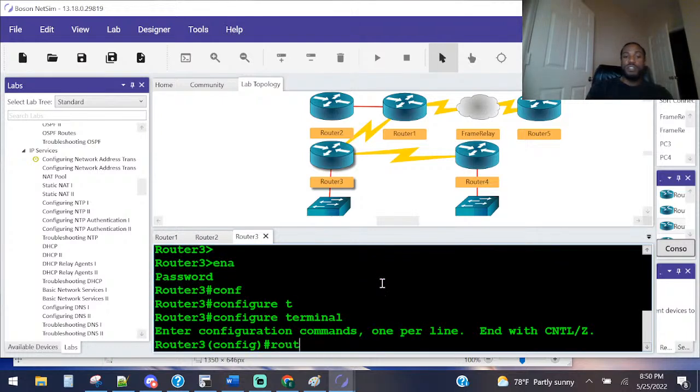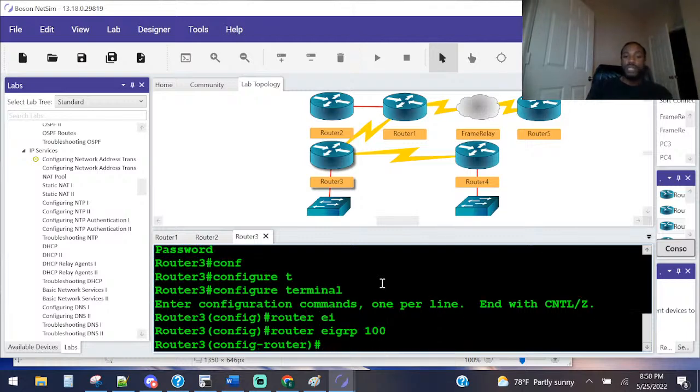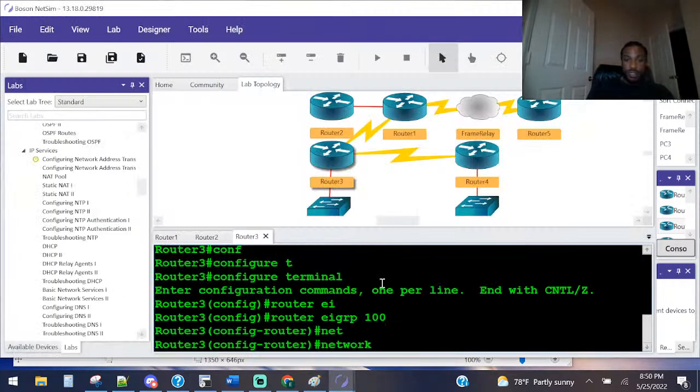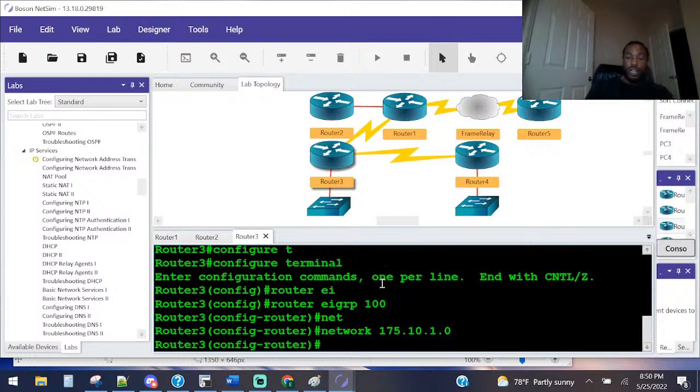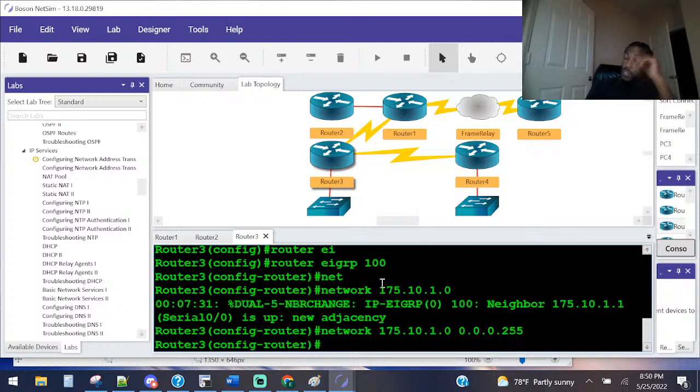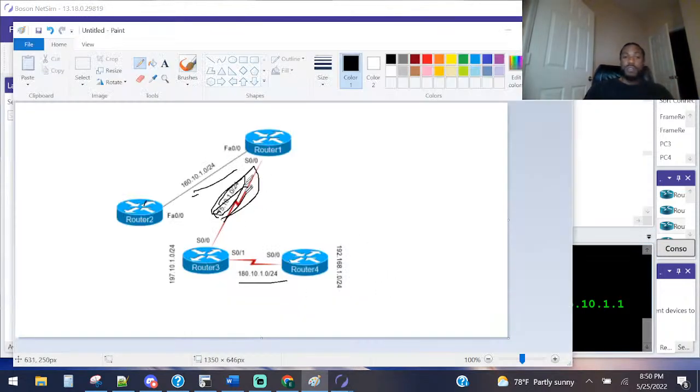Go to global config mode. We say router EIGRP 100. Network address is 175.10.1.0. Oh, I forgot to put the network mask, which is 0.0.0.255. Right? And there's the adjacency right there. So now these two guys became neighbors, right? That first one made these two neighbors. That next one made these two neighbors.